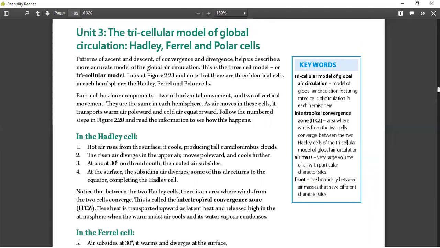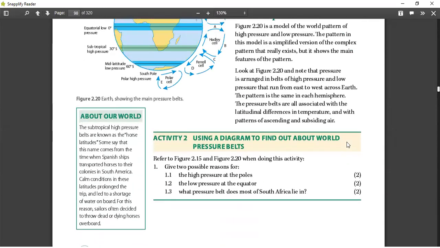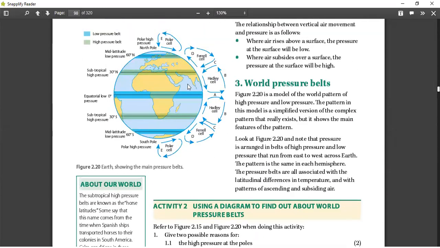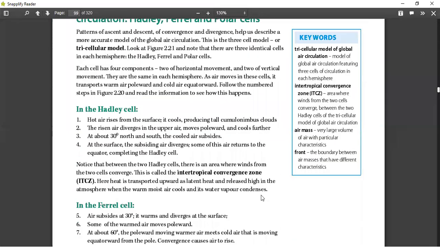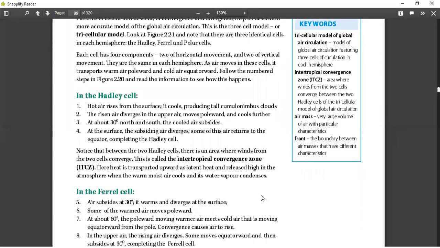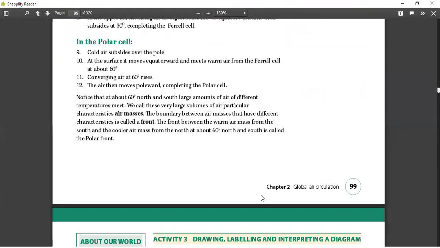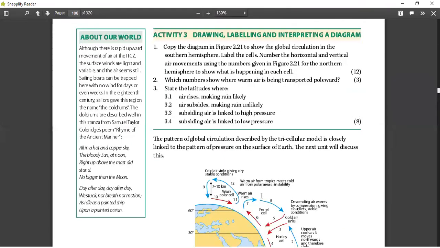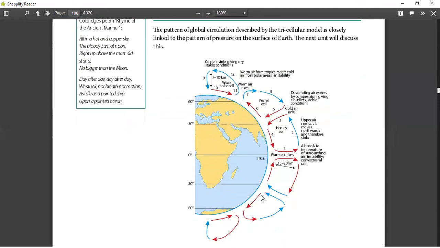In your notes tomorrow, you also see that I spoke about the tri-cellular model of air circulation. So you're going to write about that, and then you're going to draw this beautiful picture here, the one that I just showed you now. And then underneath it, you're going to label what happens in the Hadley cell, the explanation in the Ferrel cell, and in the polar cell. And then tomorrow, we're going to be talking about this.